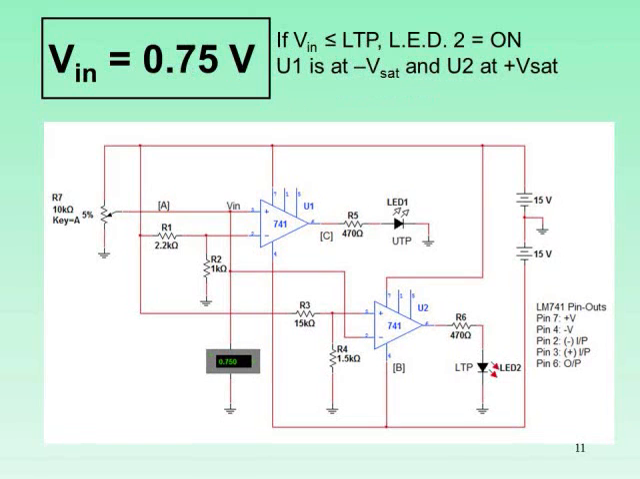In this arrangement, the input voltage is down to 0.75. You can see that adjusting the potentiometer R7 is how we're simulating our variable input voltage. So in this case, the input voltage is less than or equal to the lower trigger point. Therefore, LED2 is turned on and LED1 is off. U1 is at minus Vsat and U2 is at plus Vsat.